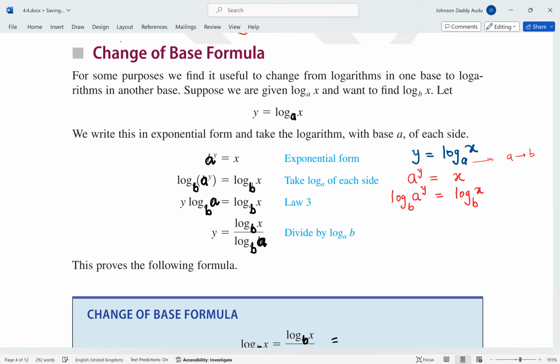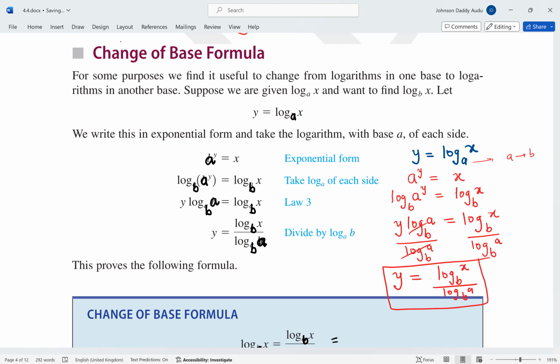But this y will come down, based on the power rule. So this will become y log to base b of a, and this is nothing but log to base b of x. So we can find y. We can now divide both sides by log to base b of a, so this and this will cancel. Our new y is now log to base b of x over log to base b of a.